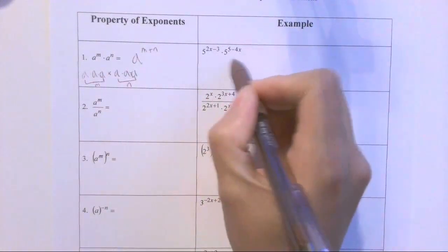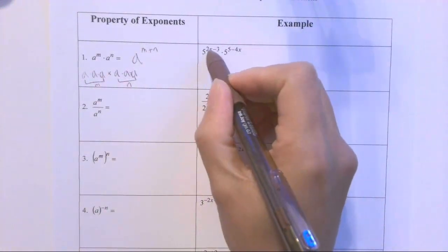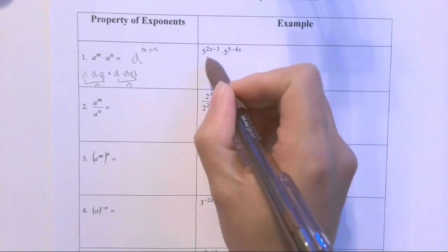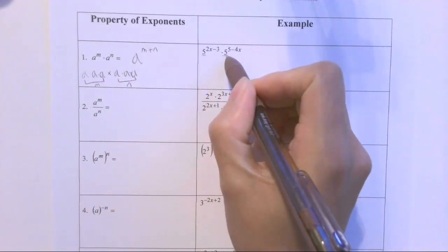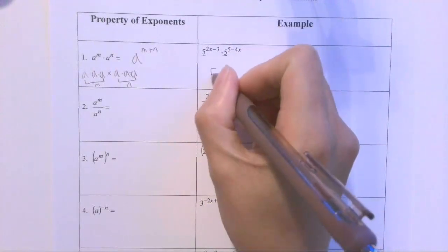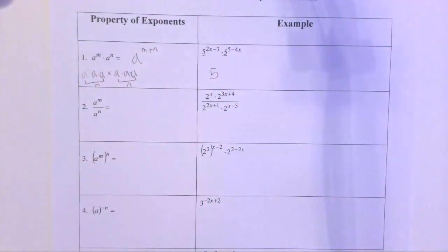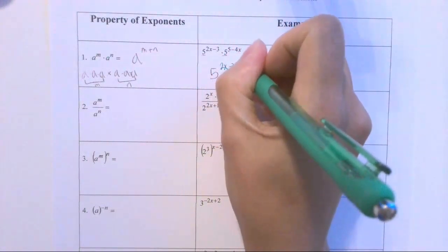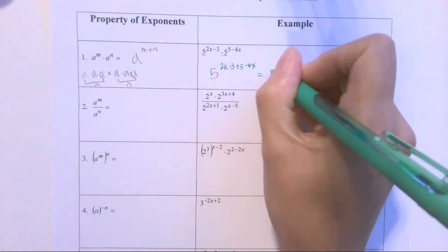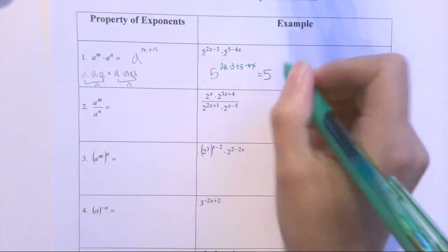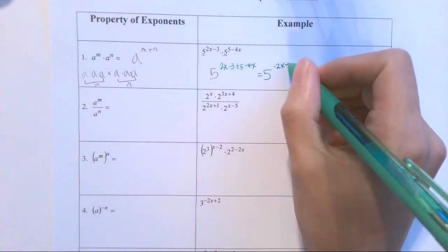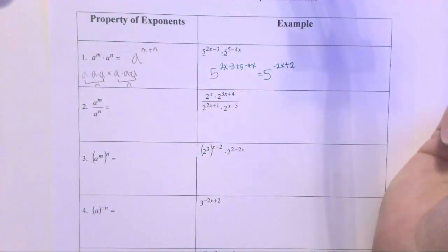All right. So there's an example over there. 5 raised to the 2x minus 3 power multiplied by 5 to the 5 minus 4x power. Notice both of them have a base of 5 and we're multiplying. So what can I do with the exponents? I can add my exponents together to get 2x minus 3 plus 5 minus 4x, and then combine the like terms. 2x minus 4x is negative 2x, and then negative 3 plus 5 is plus 2. And I'm going to leave it like that for now.